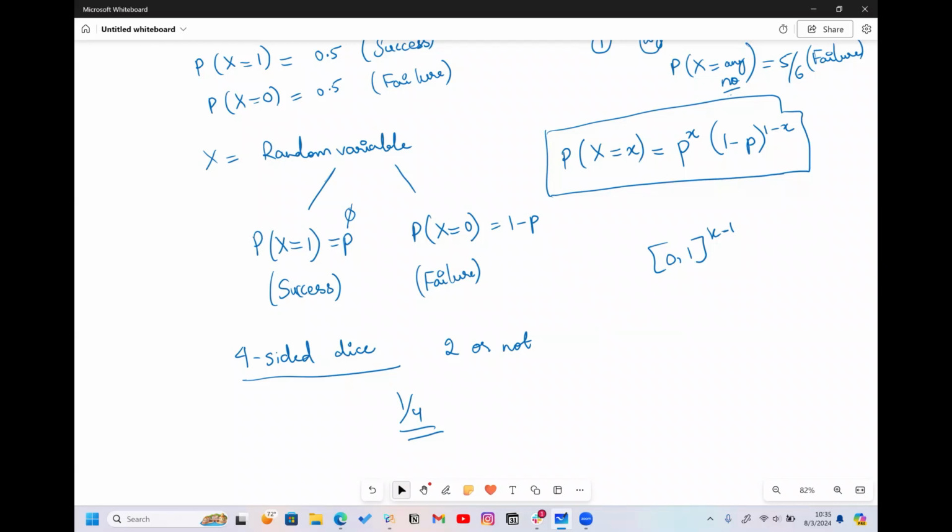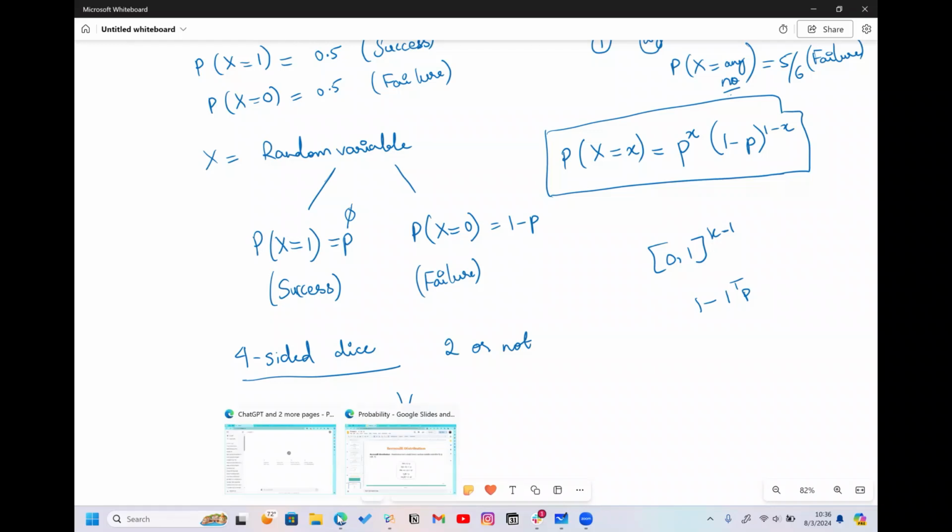Like there are k states, and the first k minus 1 states can be 0, 1, but the last state will be decided upon, so it will be 1 minus the summation of all probabilities till that state. Oh, okay. 1 minus the summation of all the probabilities. Of k minus 1 states. Okay. That makes sense. Okay, great.